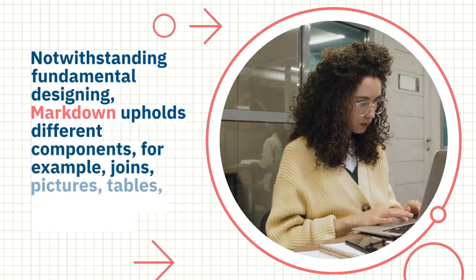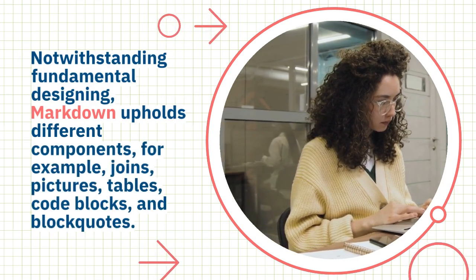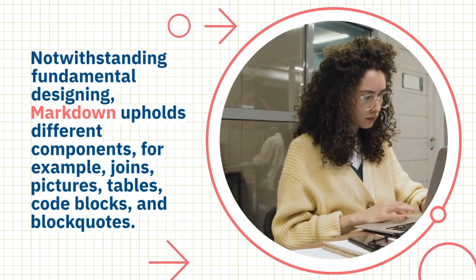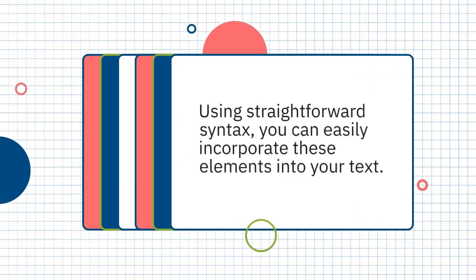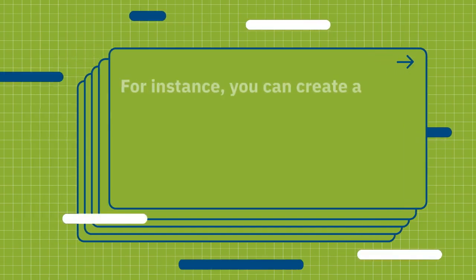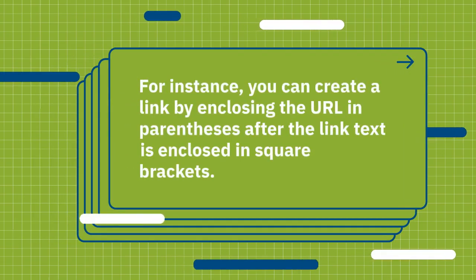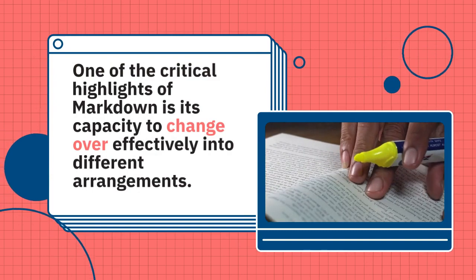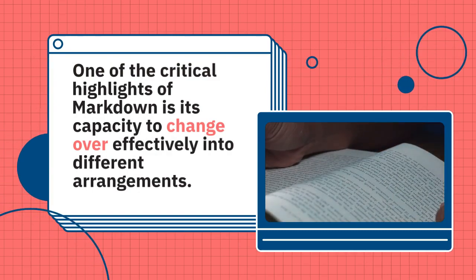In addition to basic formatting, Markdown supports other elements, for example, links, images, tables, code blocks, and block quotes. Using straightforward syntax, you can easily incorporate these elements into your text. For instance, you can create a link by enclosing the URL in parentheses after the link text is enclosed in square brackets.